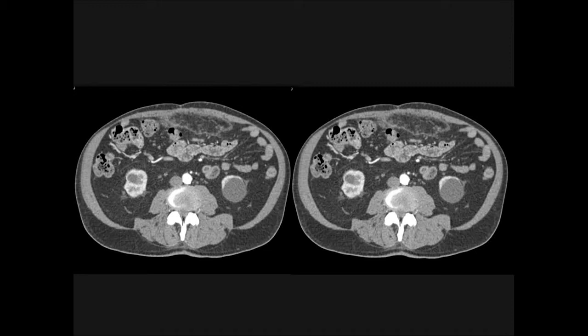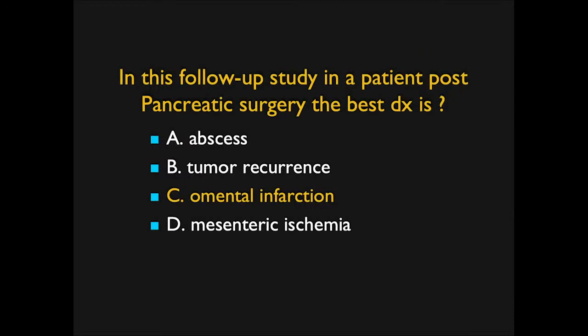It looks like mass effect can be more solid. Usually it's this fatty appearance, has this haziness, has mass effect, but is stable and typically does not change. And this is a very nice example of omental infarct.